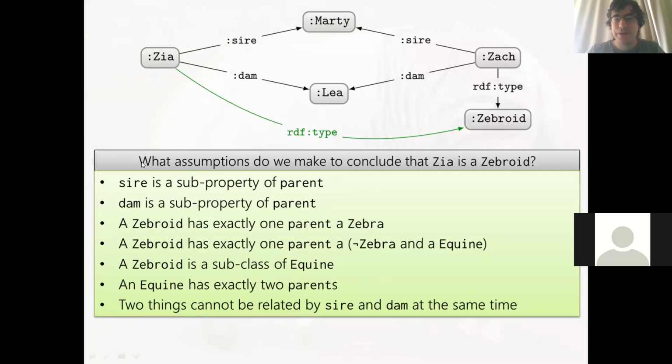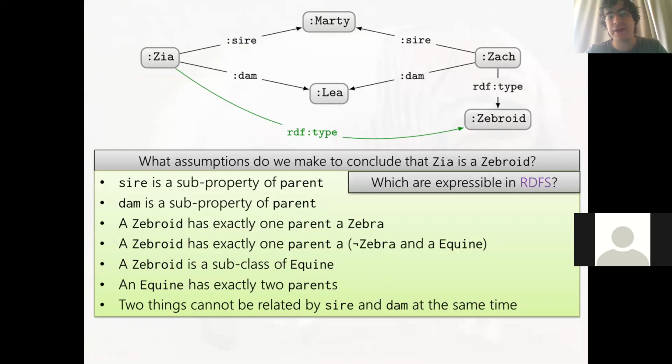So we see that there's actually quite a complex process of reasoning going on. So which of these claims are expressible in RDFS? Any ideas? So the first one, sire is a sub-property of parent. Can we express that in RDFS? We sure can, right? And the second one as well.